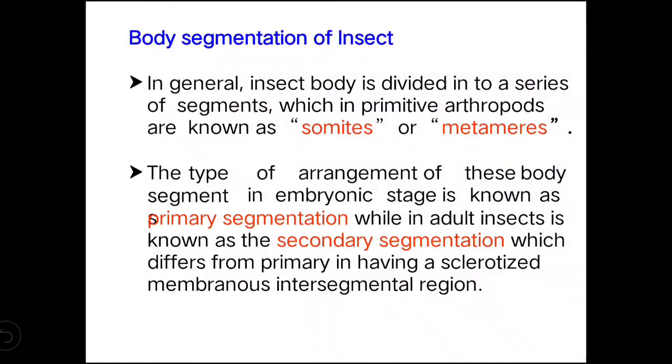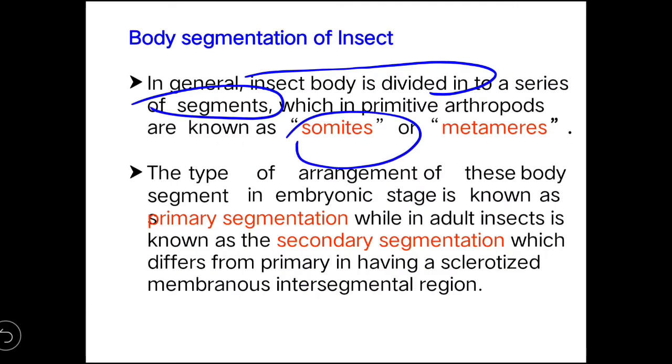Next we'll see the body segmentation of the insect. So in general, the insect body is divided into a series of segments. That series of segments is known as somites or metamers. So what is somite? If in exam it will come what is somite, you have to write that it is the series of segments in the insect body.